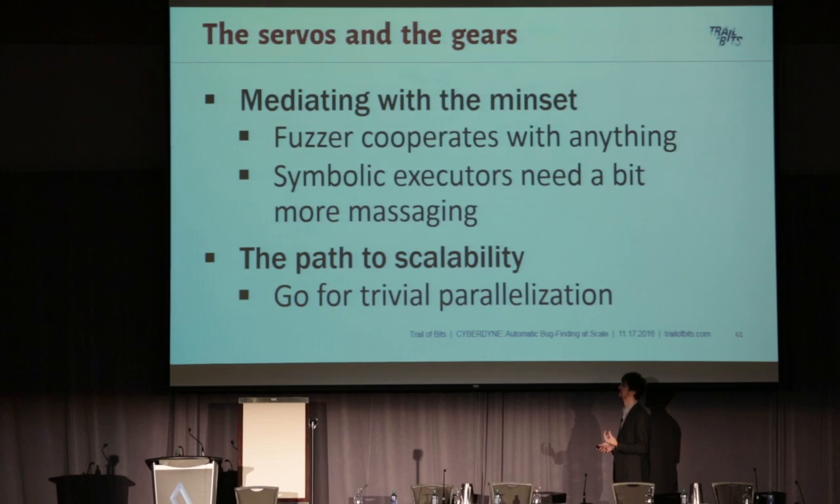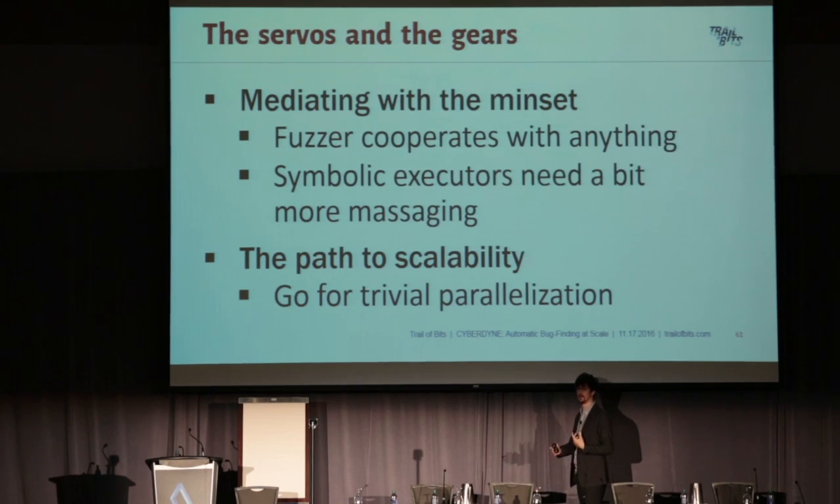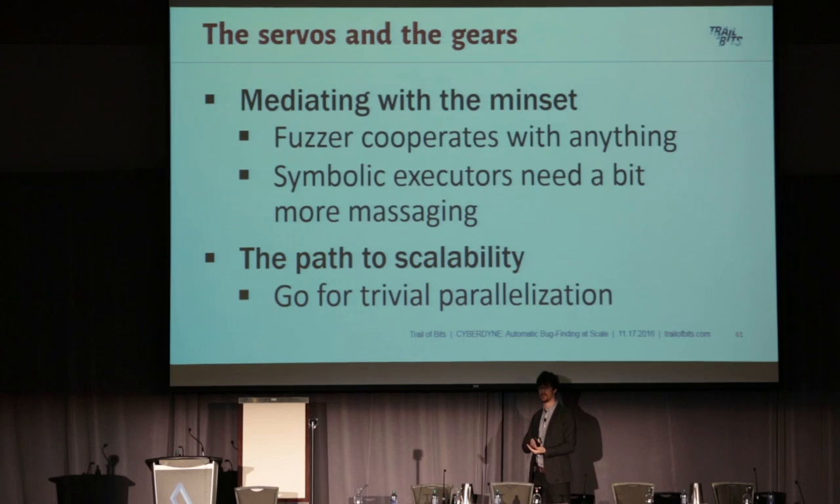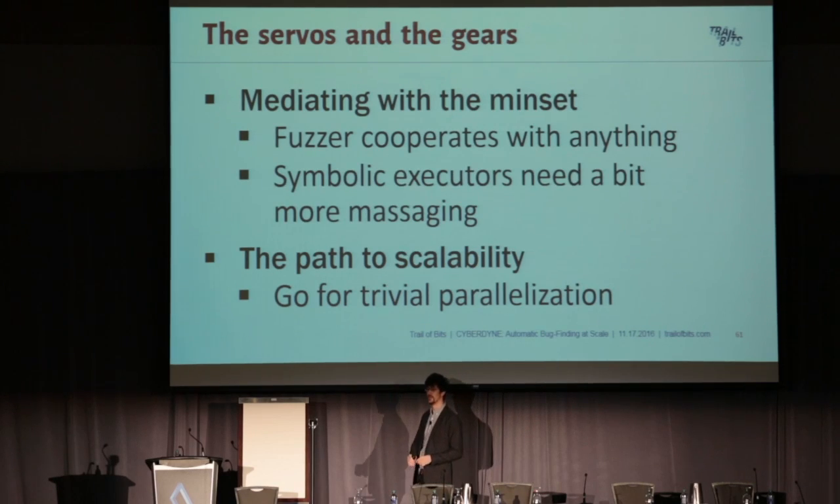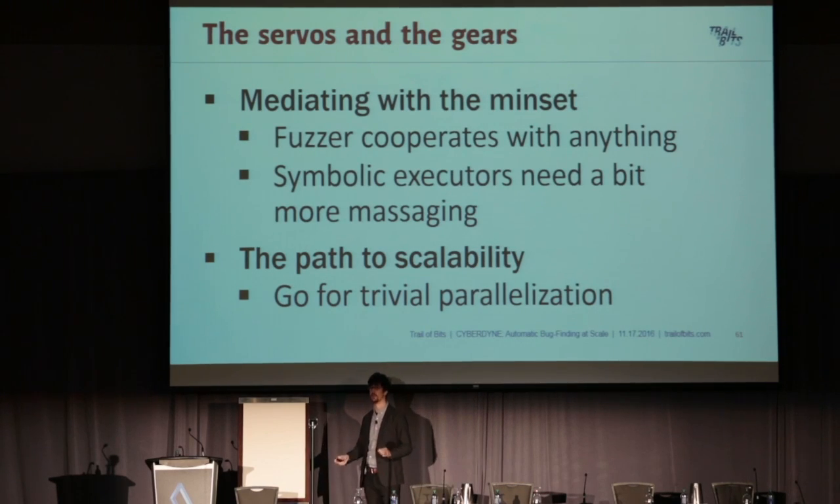Then we had the symbolic executors, and we wanted to find a way to make those scale, even though fundamentally they're hard to scale. So we took the simplest approach. We just ran multiple symbolic executors. We turned a hard problem into a trivially parallelizable problem.